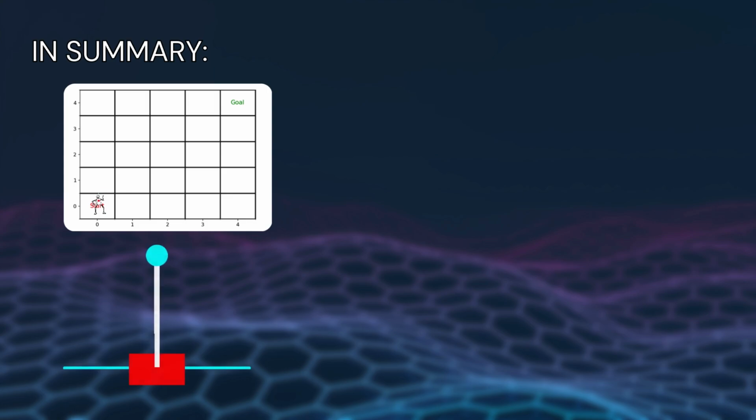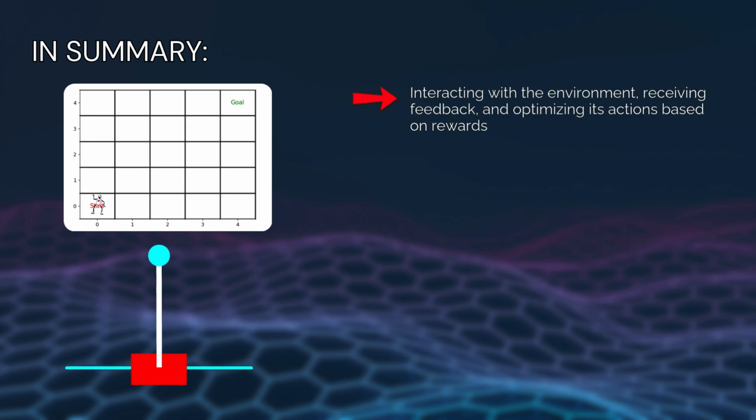We've explored the key components of reinforcement learning through two intuitive examples: the maze navigation and CartPole. The agent learns by interacting with the environment, receiving feedback, and optimizing its actions based on rewards. The key takeaway: rewards are not predefined, they are designed by us. A well-designed reward function is crucial for effective learning.